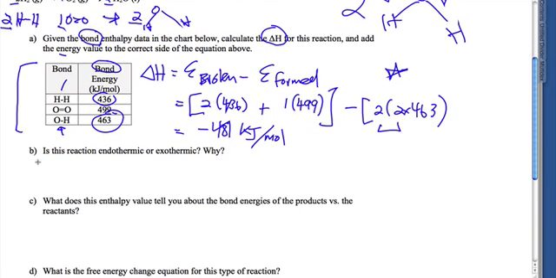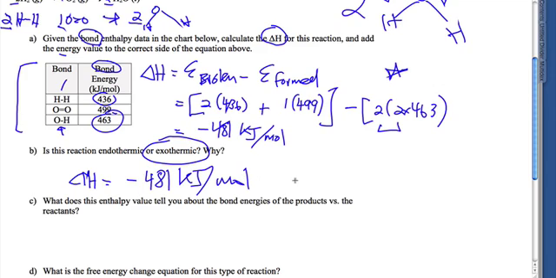Is the reaction exothermic or endothermic? You guys know that. It's exothermic. Delta H equals negative 481 kilojoules per mole. Delta H is less than 0, thus it's exo.